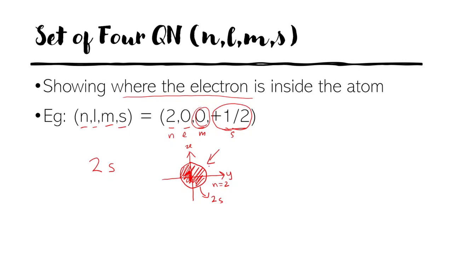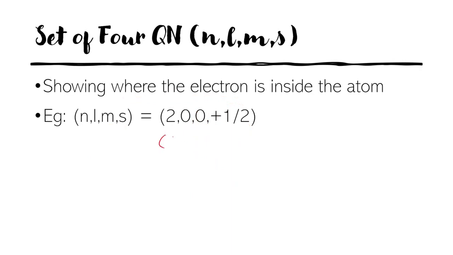Okay, one more example. Let's say one more number is given for you: N, L, M, S equal to 3, 1, positive 1, negative half, for example. So where is this electron inside the atom? This one is at orbit 3, and when L equals 1, the shape is P, and M is positive 1. There are 3 orientations for orbital P.